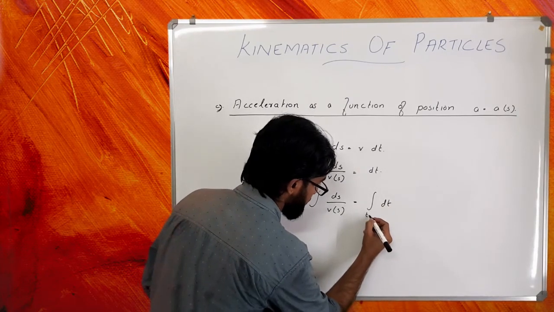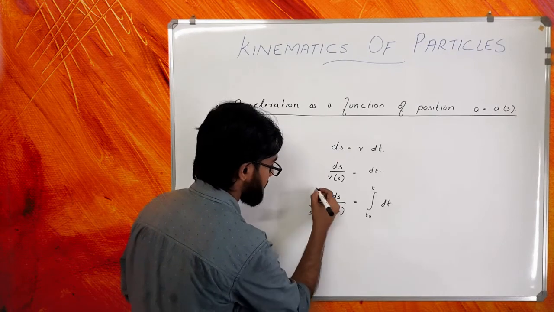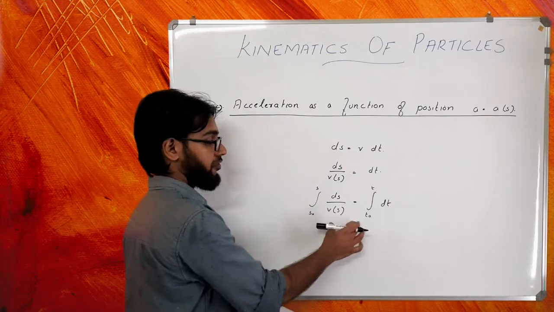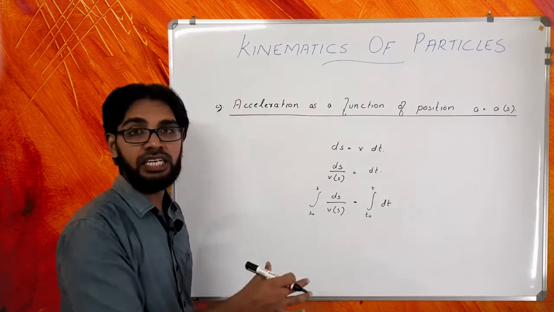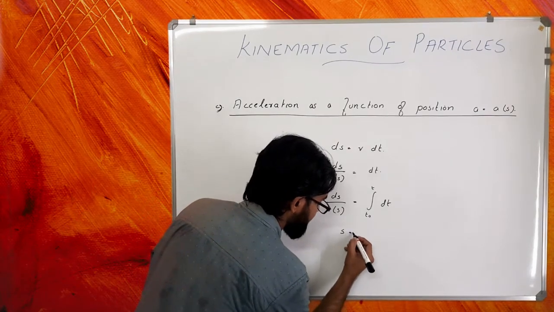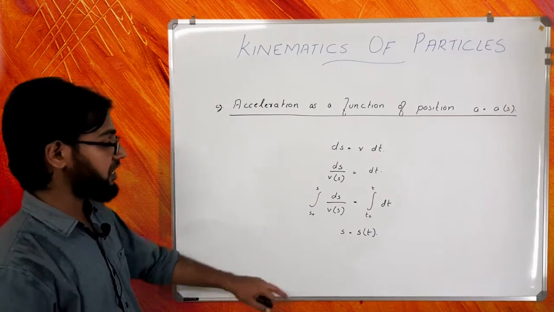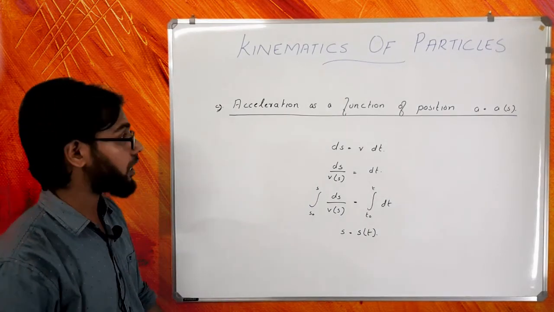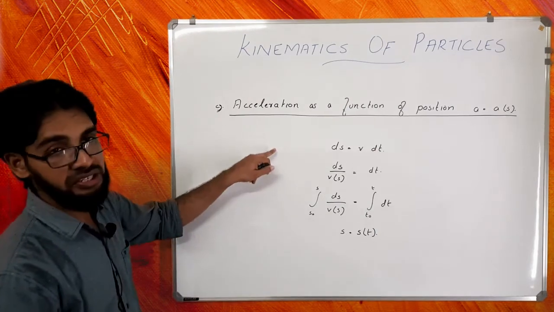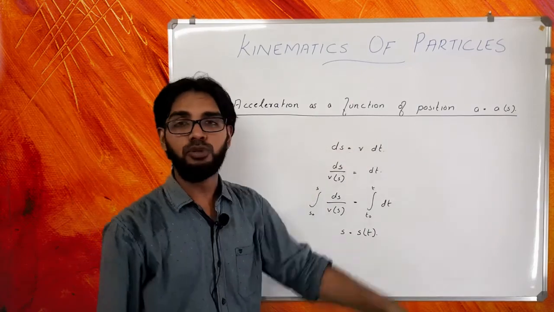So here we have t0 to t, here we have s0 to s. So as such, if you integrate it, we will get position as a function of time. So we have here s as a function of time. So these are the two equations that come up when we integrate it, or these are the integral equations in case acceleration is a function of position.